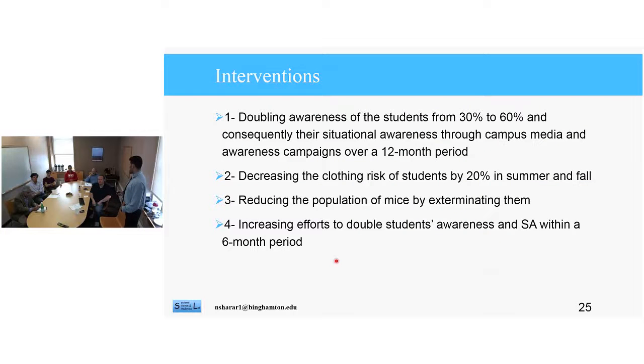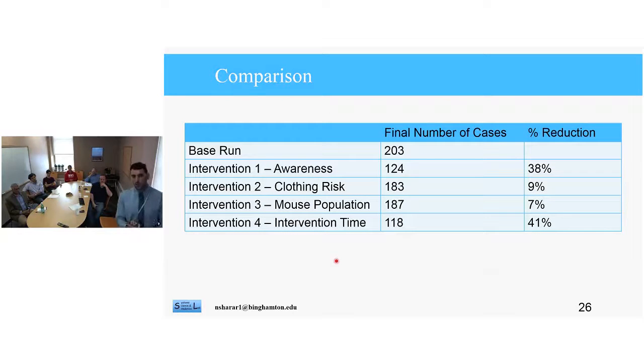Then we started policy analysis. We considered 4 different interventions. These are the common interventions. In the first and the fourth one, we are increasing the awareness and situational awareness from 30% to 60%. In the first one, we do that over a 12-month period. In the last one, we are increasing our efforts to do that in a 6-month period. In the second and the third one, we are decreasing the clothing risk, and also we are killing the rodents through each walkway.